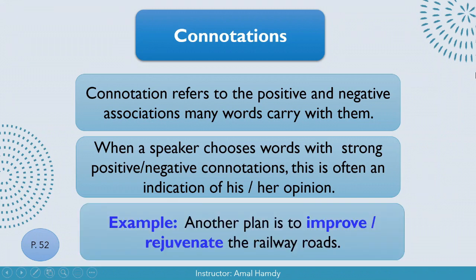topic. I could say, another plan is to improve the railway routes. I could also say, another plan is to rejuvenate the railway routes. So, improve gives a neutral connotation, but rejuvenate includes a positive connotation. This means that I strongly approve of the project that's going to improve the railway routes.